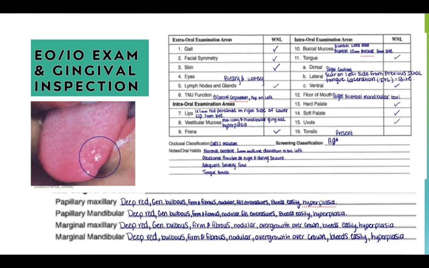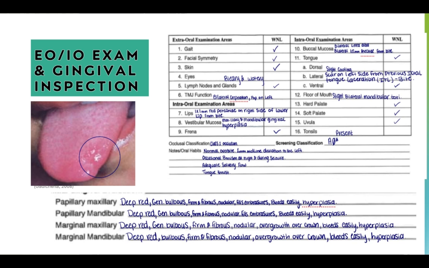While performing the extraoral and intraoral examinations, my findings were blurry and watery eyes, which is a symptom of her condition, bilateral crepitation of the TMJ with popping on the left. I spotted a 1 by 1 millimeter red petechia on the right side of her lower lip from a bite. She had gingival hyperplasia on the maxilla and mandible. There's bilateral linea alba and bilateral 1 by 1 petechia from a bite. There's a slight coating on the dorsal of the tongue.